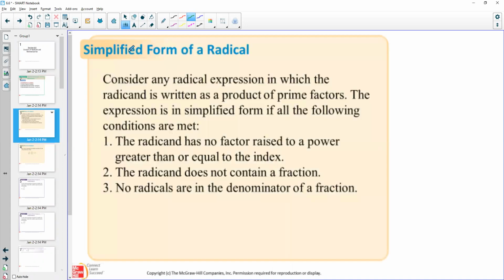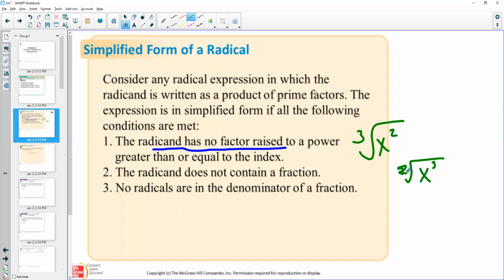So first, remember that a simplified form of a radical, which is what we're going to really spend our time on in here, is written as a product of prime factors. If it is simplified, the following conditions are met. The radicand, what's underneath the radical, has no factor raised to a power equal or greater to the index. So like the cube root of x squared is simplified, but the square root of x cubed is not, because there's a perfect square to take out of there.